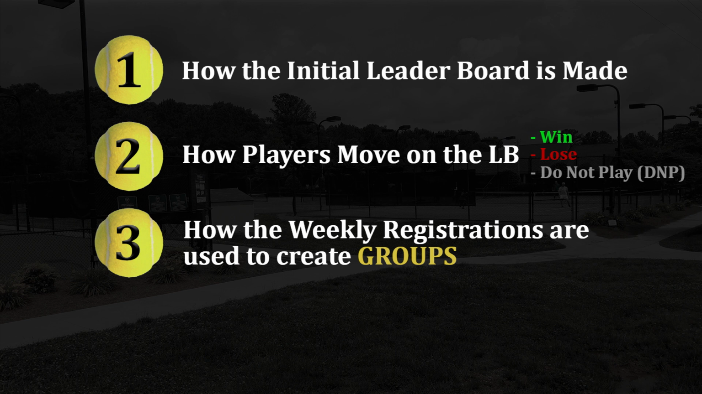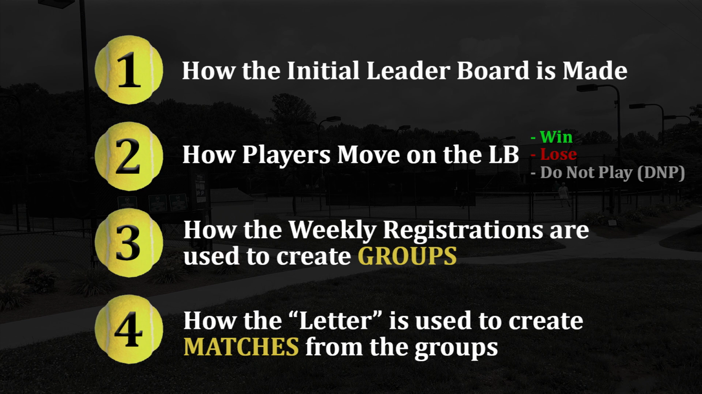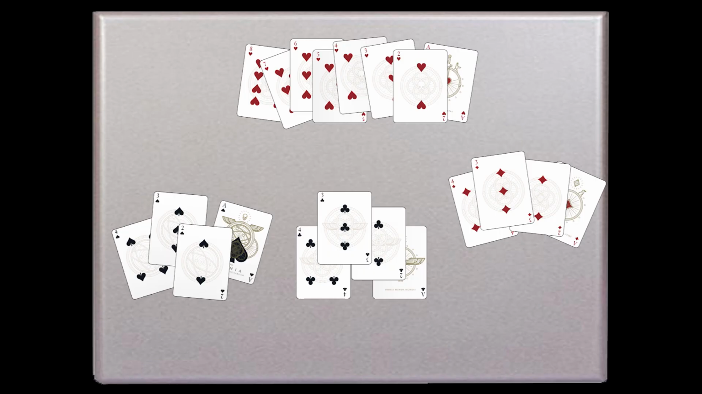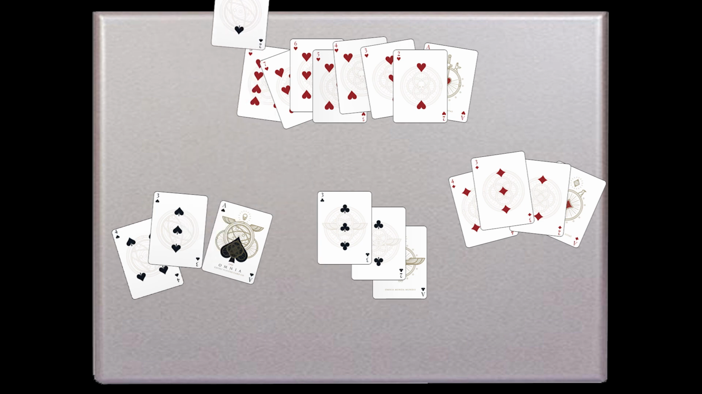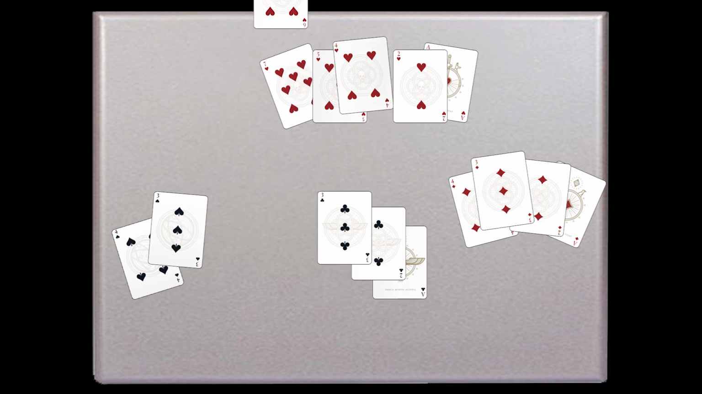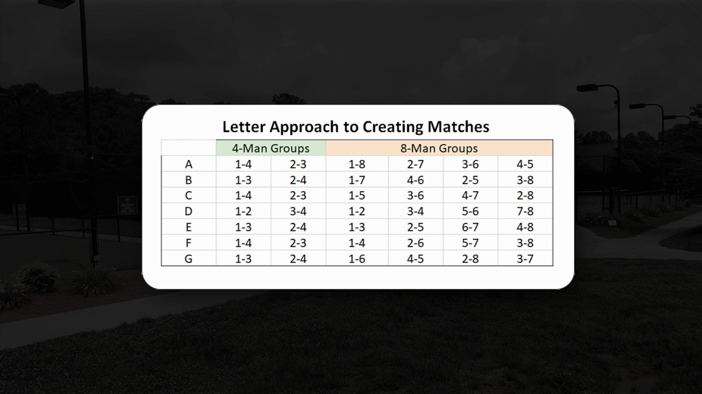So that brings us to the 4th and final alleged crime. How the letter is used to create the actual matches from the groups. Now, back in the day, each man picked a playing card when he arrived, and the card corresponded to positions on the matches sheet. This took a lot of time, and wind would play havoc with the cards. So we invented the letter approach. One letter to define all the matches based on predefined pairings. We used to ask an innocent bystander, like Grandma, to give us a letter. Hey, Grandma, give me a letter between A and G.